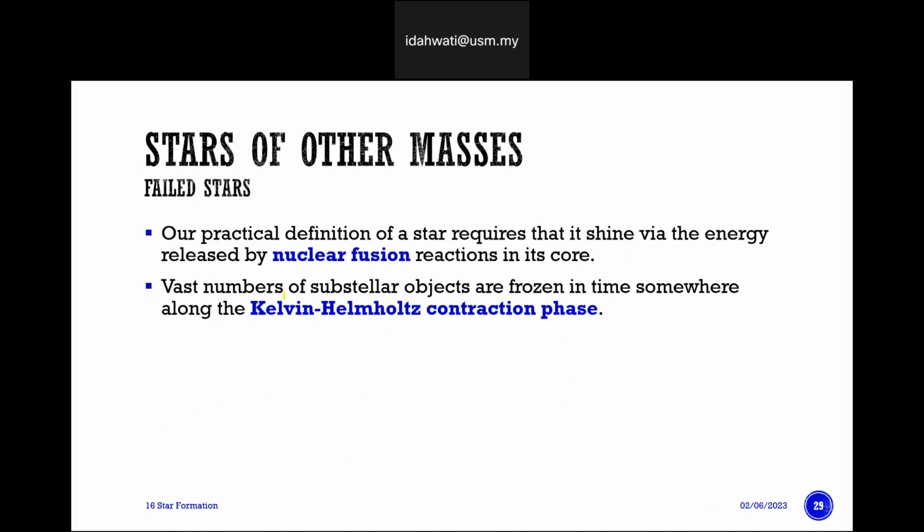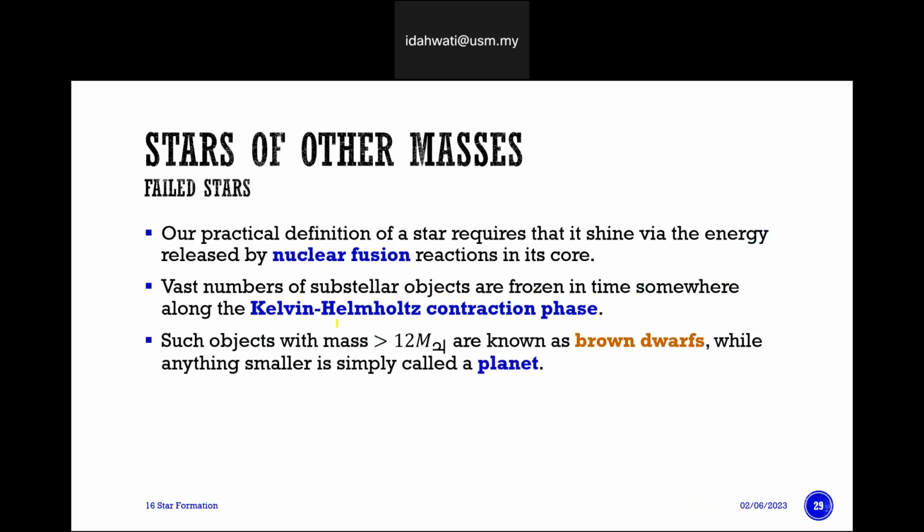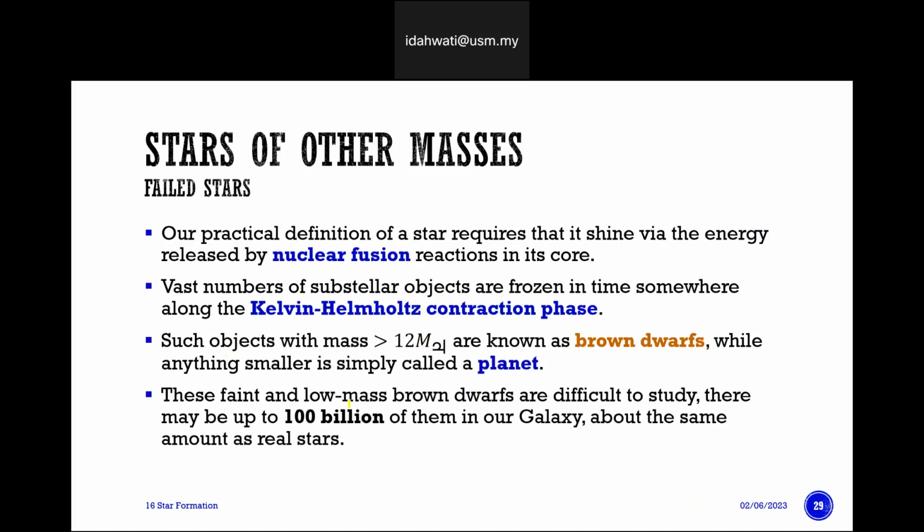The vast number of substellar objects are frozen in time somewhere along this contraction phase. Such an object with mass more than 12 Jupiter masses is known as a brown dwarf, while anything smaller is simply called a planet. These faint, low mass brown dwarfs are difficult to study. There may be up to 100 million.